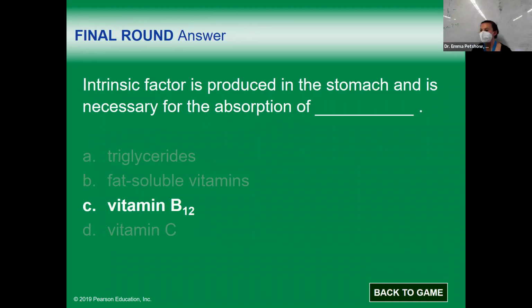And then last bonus question. What anemia can you have if you don't have adequate B12? Pernicious. And what type of cells do we see in a B12 anemia? Big, megaloblastic or macrocytic anemia.